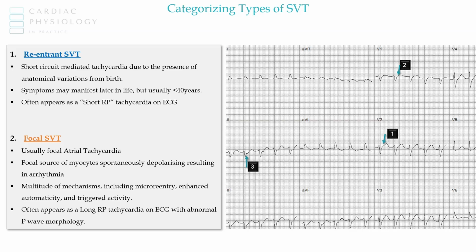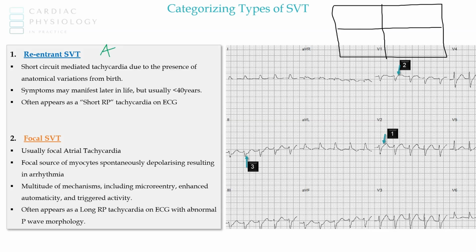So the two different types of reentrant SVT, which I'll just broadly go through now because we're going to go through them in more detail in the subsequent slide, are AVJRT. The first is AVJRT, and I'll tell you what this stands for in the next slide. But for now, AVJRT is a reentrant circuit which involves anatomical variations close to the AV nodal region, so in the lower part of the right atrium.